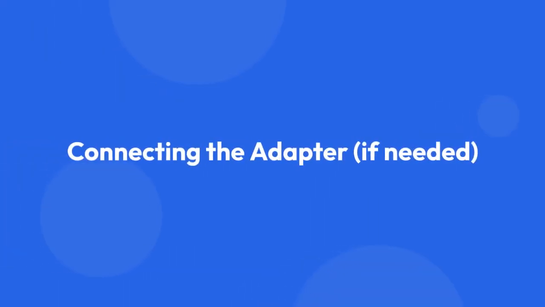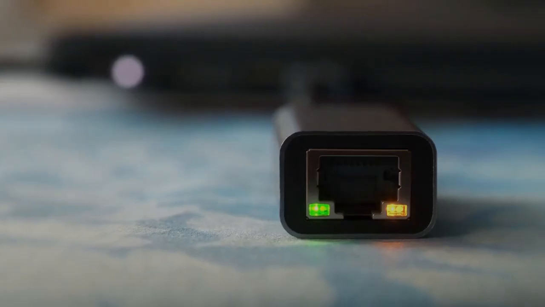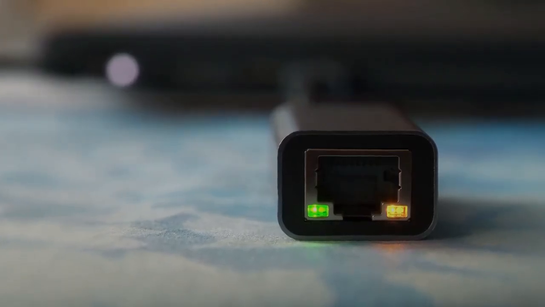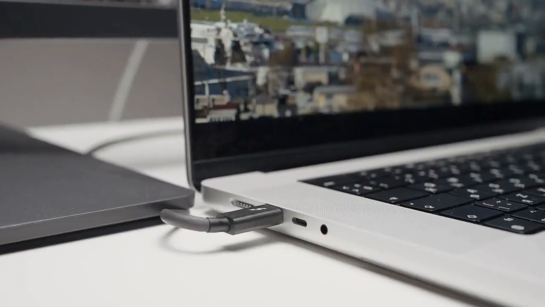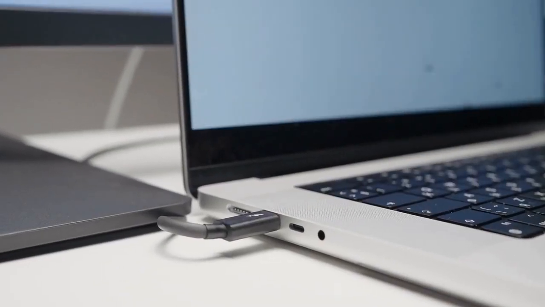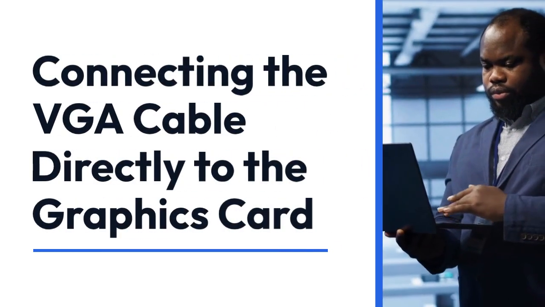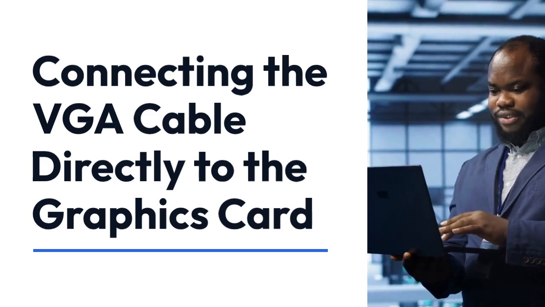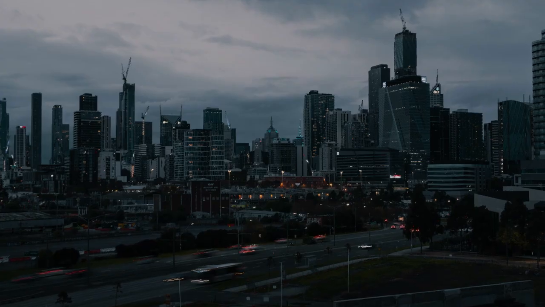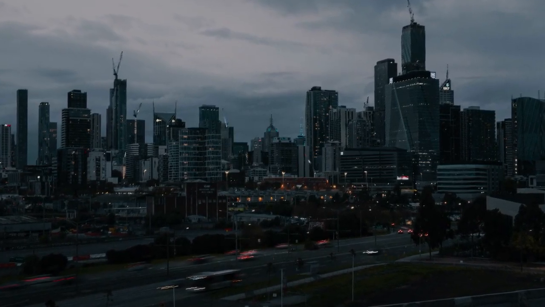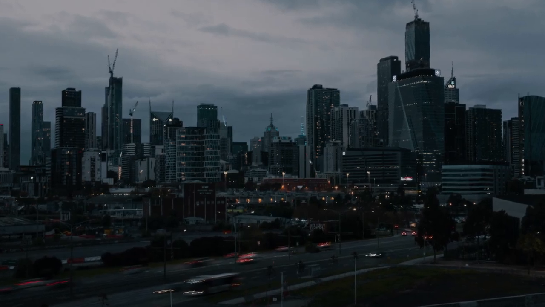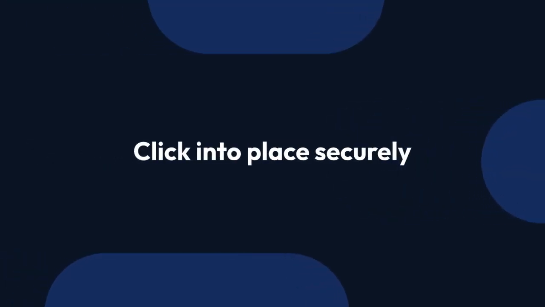4. Connecting the adapter, if needed. If you're using an adapter, securely connect it to the output port on the motherboard or graphics card. Ensure it's firmly seated, then connect the VGA cable to the adapter. 5. Connecting the VGA cable directly to graphics card. If your graphics card has a VGA port, simply connect your VGA cable directly to the port on the graphics card. Make sure it clicks into place securely.